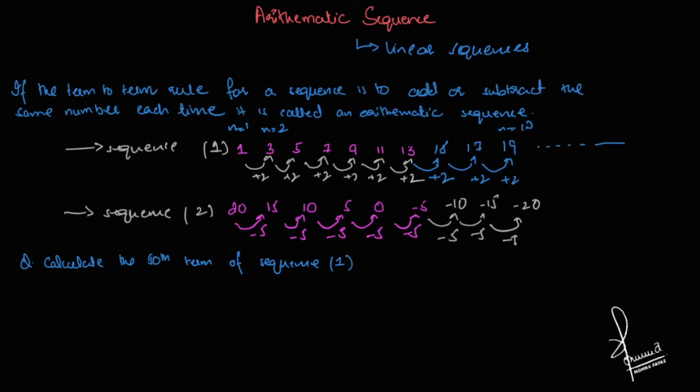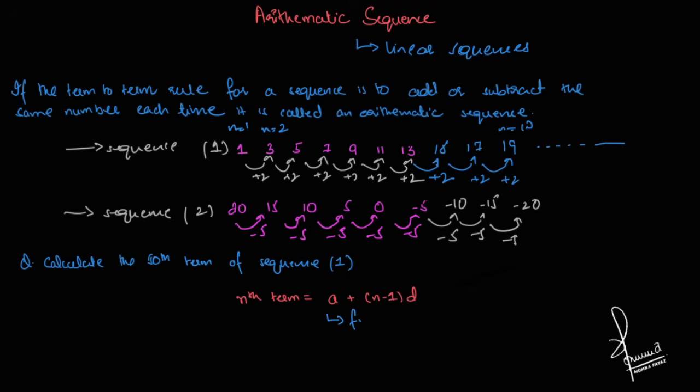Similarly, let's say I want you to calculate the 200th term for sequence 2. Now you won't sit and calculate every term 200 times, which is why for arithmetic sequences there is a formula that you can use to calculate the nth term, a term at a particular position in the sequence. That formula is: nth term equals a plus (n minus 1) into d. Now what is a?